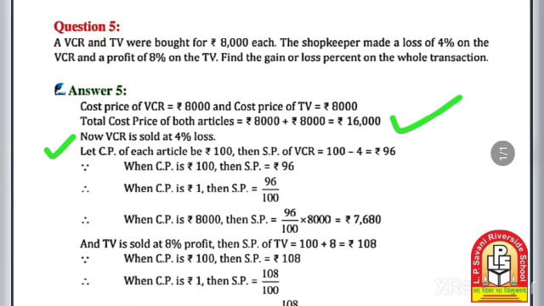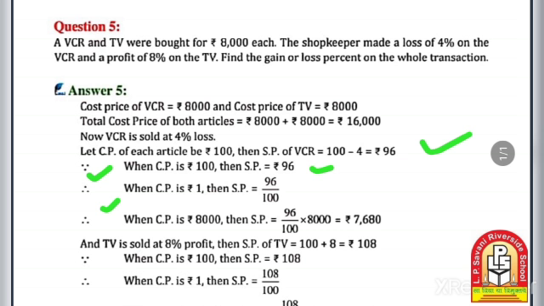Now the VCR is sold at a loss of 4%. So let the CP of each article be rupees 100. Then the SP of the VCR is 100 minus 4, which is 96, because 4% is loss, so we just deduct the loss from the total value. So CP is rupees 100 and SP is 96.